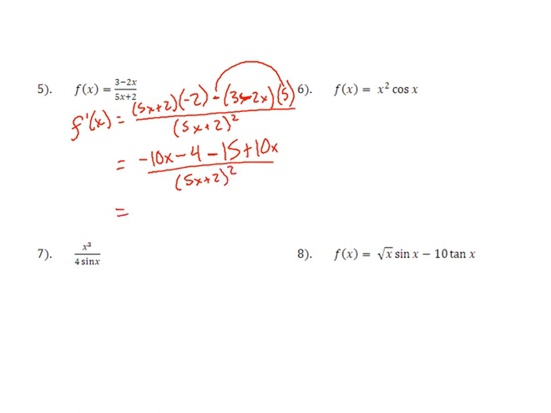Things on the top will end up canceling out. The 10x's go away. I'm left with negative 19 on the top and 5x plus 2, the quantity squared, on the bottom. That's the answer that we want.